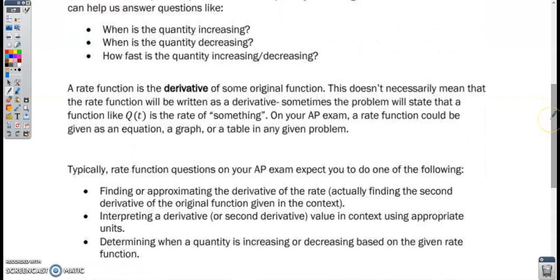Typically on your AP exam, they expect you to do one of the following things. Find or approximate the derivative of the rate, which is actually finding the second derivative of the original function. Interpret a derivative or second derivative value in context using appropriate units. Or determine when a quantity is increasing or decreasing based on the given rate function.